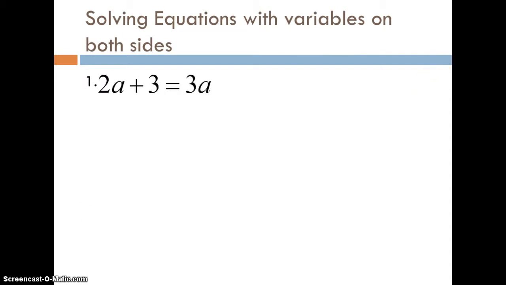So in this example, we want to get all of the A's on one side. Since we already have this A over here, we want to move this one to that side by doing the opposite. Now, since this will be a positive 2A, we will undo it by doing minus 2A on both sides, in which the A's will cancel out, and we're left with a positive 3. And then 3A minus 2A is just 1A, which is understood as just A. So the final answer in this one is A equals 3.